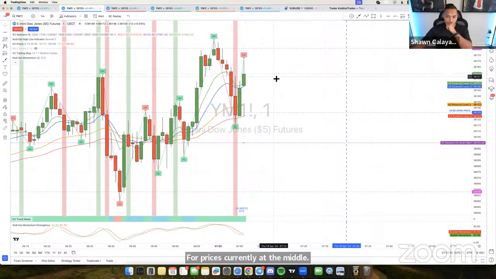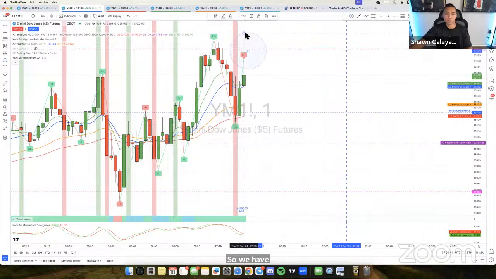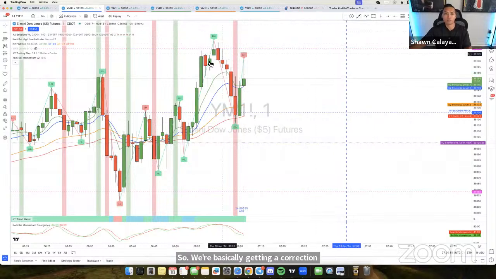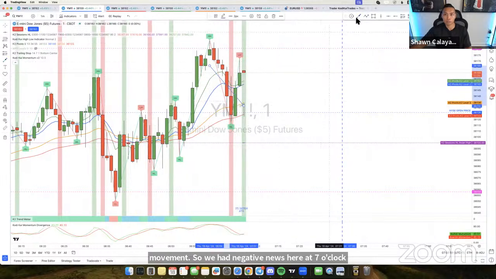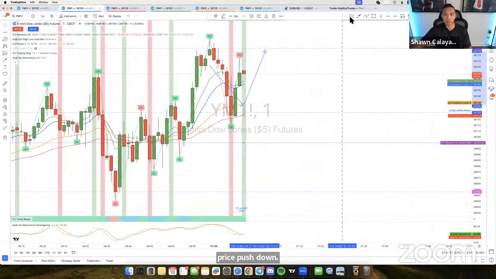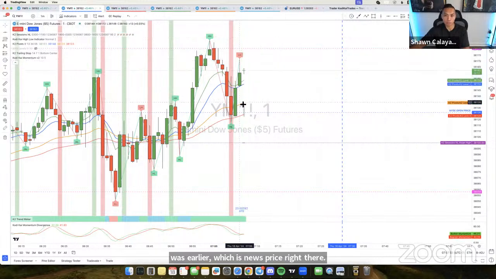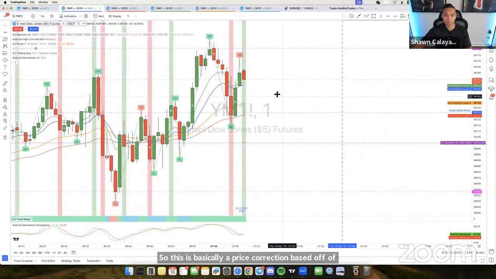So we have a pending buy signal here, but again, it's close to the opening price, or not opening price, news price. So we're basically getting a correction off the news movement. So we had negative news here at 7 o'clock, price pushed down. And now it's pushing back up to correct back to where it was earlier, which is news price right there. So this is basically a price correction based off the news that happened earlier today or just a while ago.